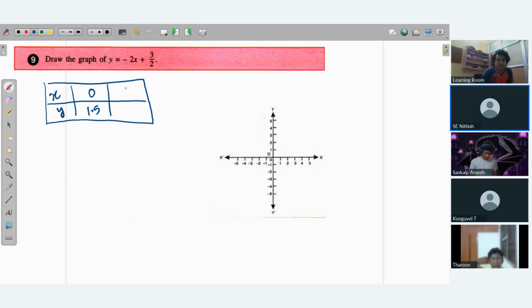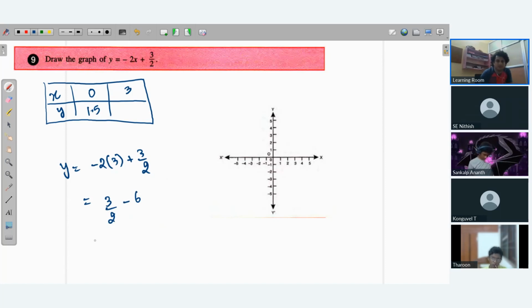If you take, let's say, x as 3, then y will be minus 2 times 3 plus 3 by 2. So how am I supposed to plot this, sir? Like, it's not humanly possible. What is not possible? Like plotting 1.5, sir. Why not? It lies exactly between 1 and 2. What is 3 by 2? 1.5, right?